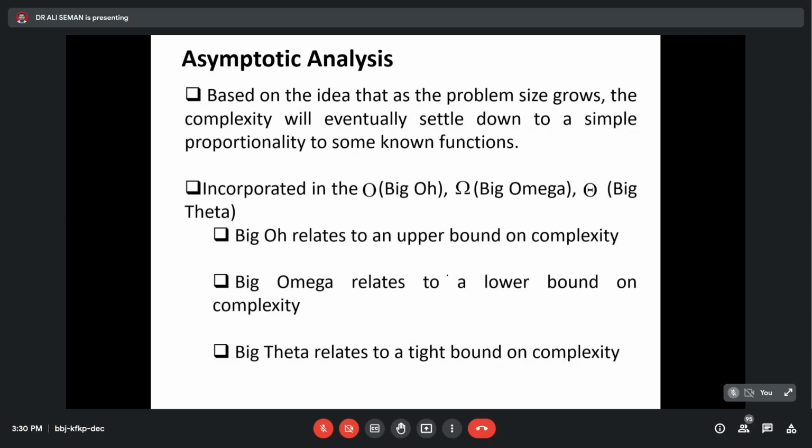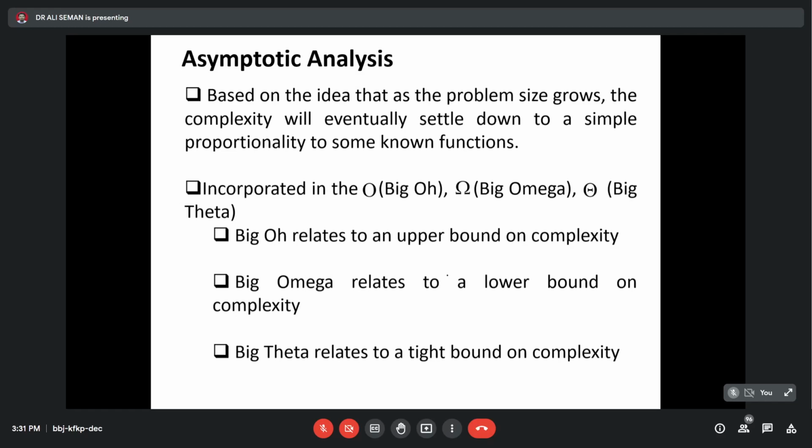Okay, so asymptotic analysis is based on the idea that as the problem size grows. We want to estimate when we have a certain size, which we denote as n. We start with a certain number, let's say n equal to 5, increase to 10,000 until a million. When the size of n, meaning the sample or the data or maybe the input size, grows, the complexity will eventually settle down to a simple proportionality to some known function.